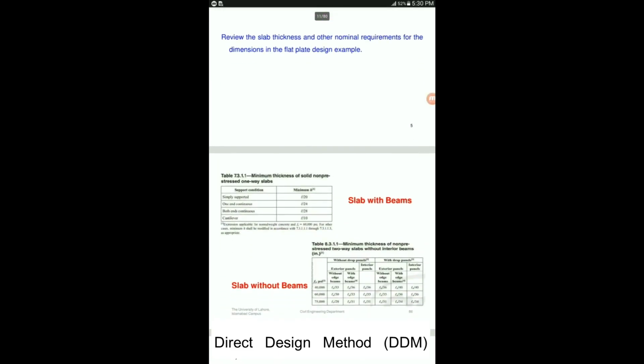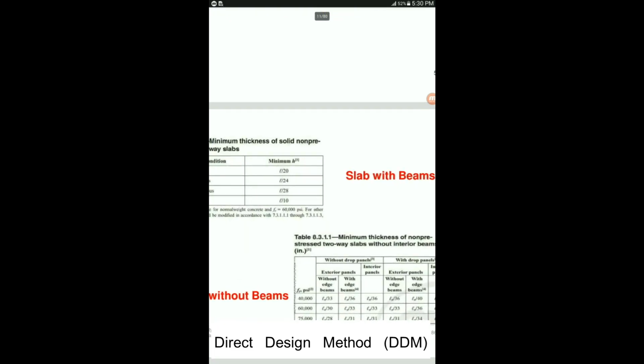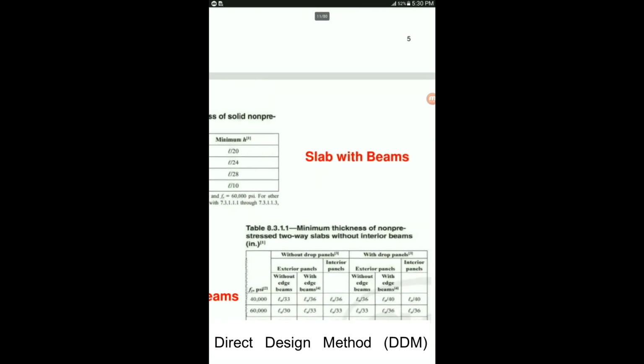Because we know that if we are given a slab with beam systems, then we're going to focus on this table in order to find the minimum slab thickness. And if there is a slab system without beams, meaning a flat slab or a flat plate slab system, then we have to consider this Table 8.3.1.1 in order to calculate the minimum thickness. Now let us zoom in on this one, because we have to focus on it.